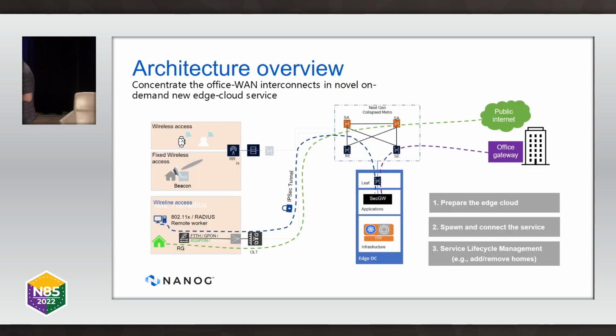Then we created a proof of concept thinking: okay, I have the home user at one end. I have the central offices at the other end. And in the middle, I need to put the Kubernetes cluster with my virtual security gateway, and get the connection from the user to that virtual gateway and then go from there to the central office.